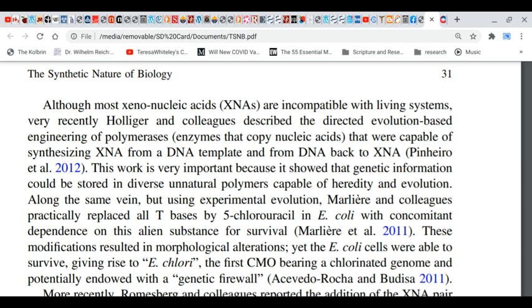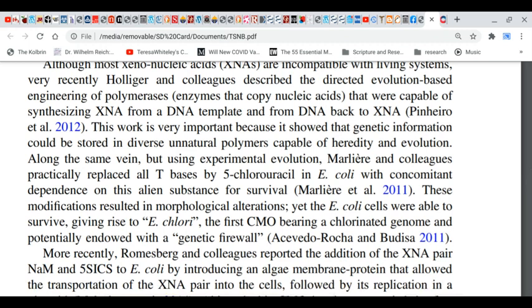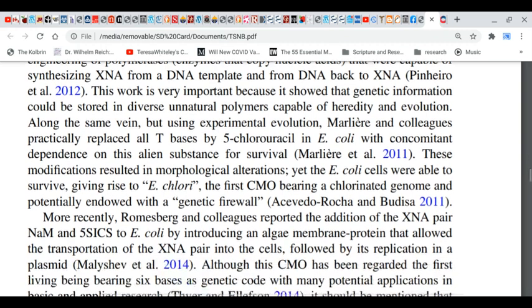Along the same vein, using experimental evolution, Marlière and colleagues practically replaced all T bases by 5-chlorouracil in E. coli, with concomitant dependence on this alien substance for survival. These modifications resulted in morphological alterations, yet the E. coli cells were able to survive, giving rise to E. chlori, the first CMO bearing a chlorinated genome and potentially endowed with a genetic firewall.